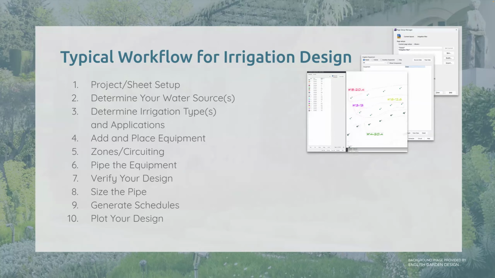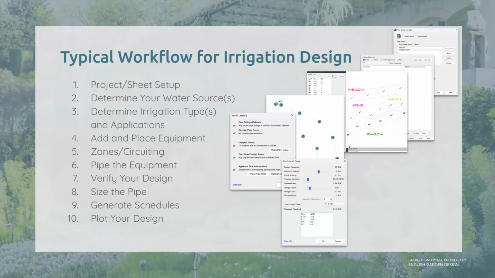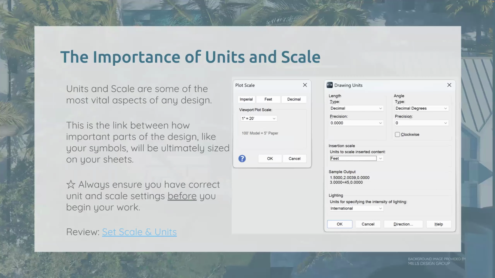After that, we go into zoning or circuiting, which is just determining how you're going to group your equipment together for different zones in the design. We have a couple of different tools that will help you along the way with that. After that, you're going to want to pipe things. After piping, a very important step is to verify your design. We have tools called Verify Laterals and Verify Mainline, which check your design for errors and warn you of things. After that, you will actually size the pipe, so we can look at that in the program as well. Once your pipe is sized and your valves are called out, you're going to want to create schedules. We have tools for that which will do it automatically as well. And the final step is to plot your designs.